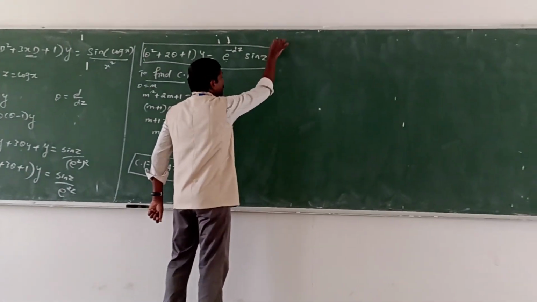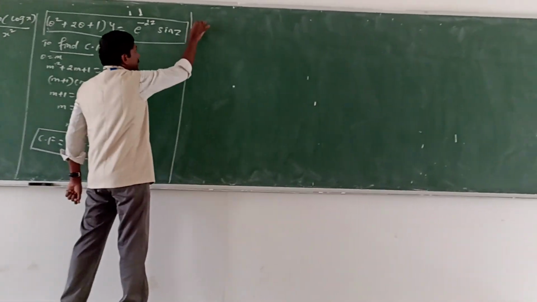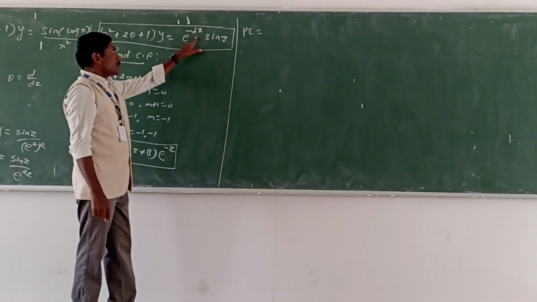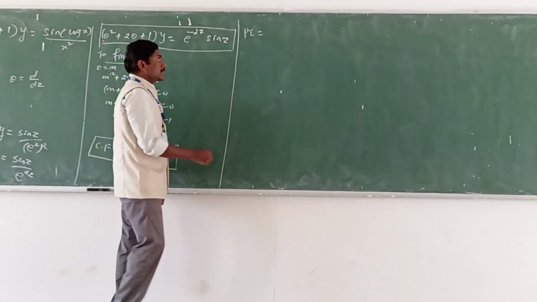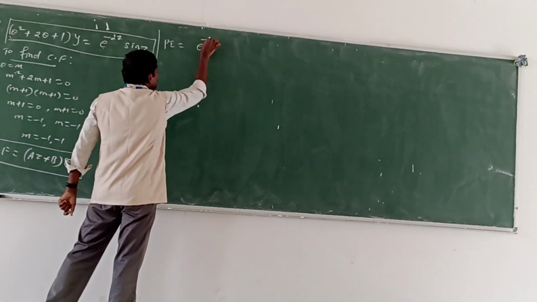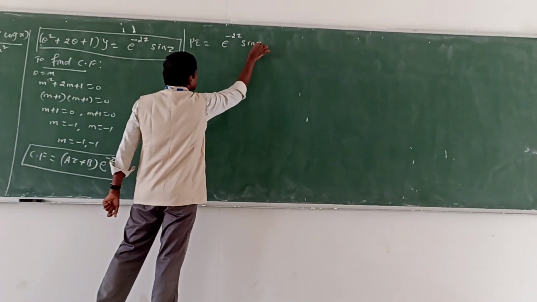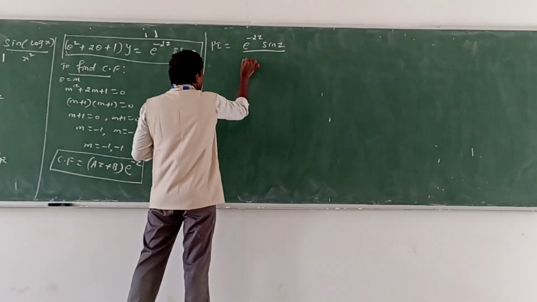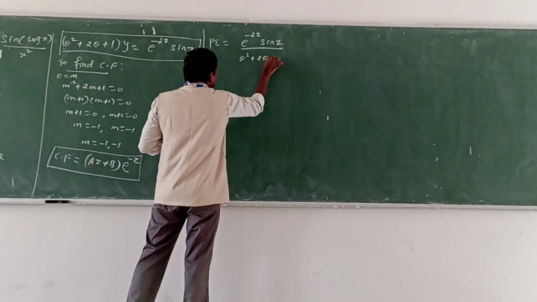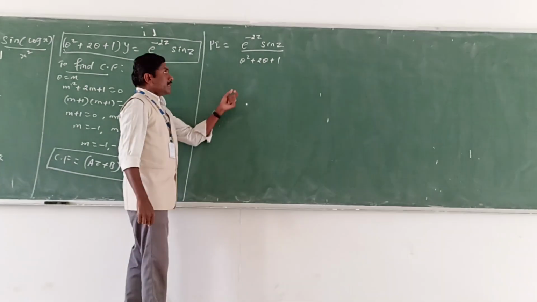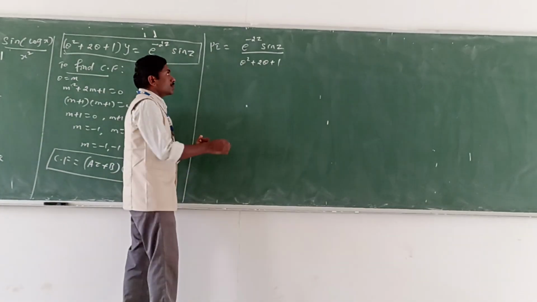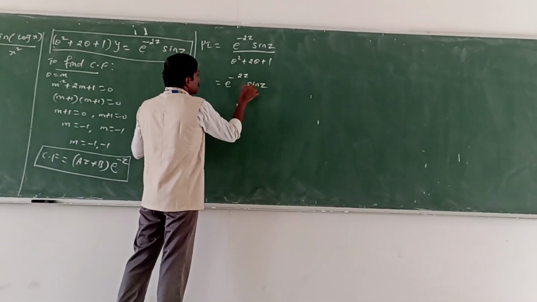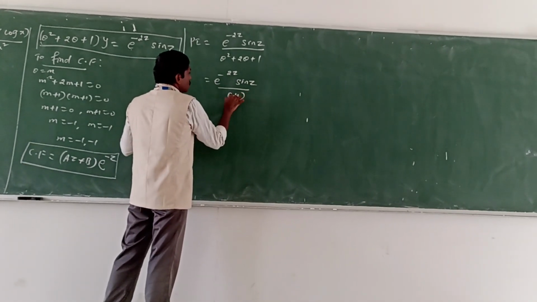Next, find the particular integral, that is PI. Here consider the right side value e power minus 2z into sin z. PI equals e power minus 2z into sin z divided by the LHS operator theta square plus 2 theta plus 1, which is theta plus 1 whole square. So e power minus 2z into sin z by (theta plus 1) whole square.